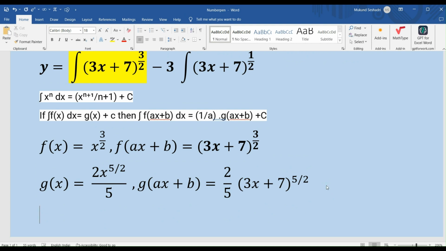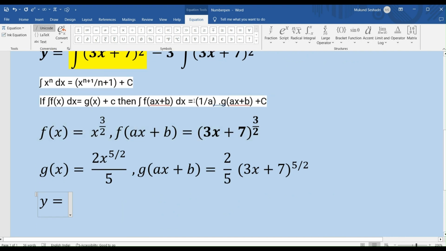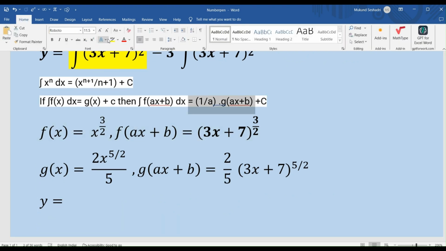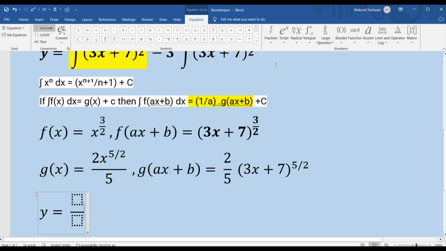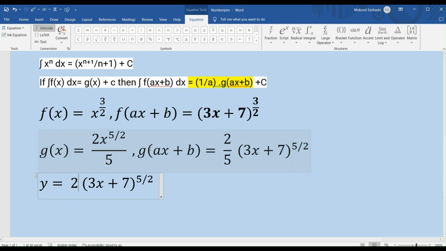the first expression is therefore y equals, and I'm drawing your attention to this particular expression, which I will highlight again in yellow, 1 by a times my a is 3, right? So let's write down what is our a times g of ax plus b plus c, right? Which is nothing but 2 by 5 times 3x plus 7, the whole power 5 by 2, right? So we have 1 by 3 times 2 by 5 times 3x plus 7, the whole power 5 by 2, which I can rewrite as 2 by 15, right?